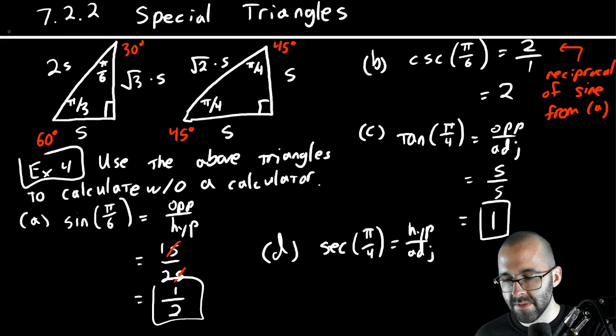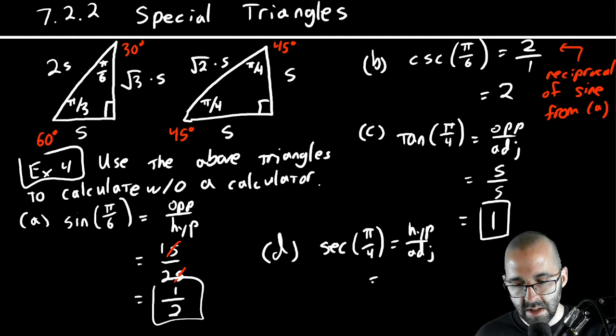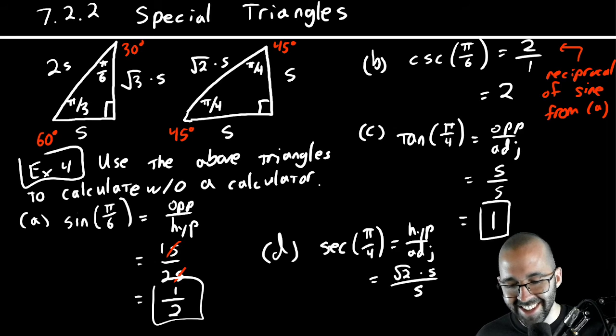And let's write those down. The hypotenuse is the square root of 2 times S. The adjacent is just S. The S's cancel. The secant of pi over 4 is just the square root of 2.